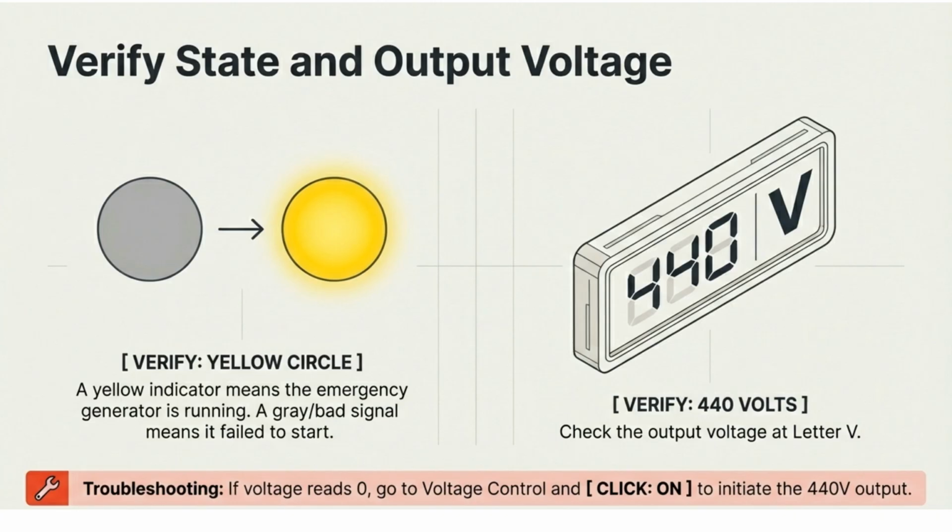Verify the state and output voltage. A yellow indicator means the emergency generator is running. Check the output voltage at letter V, aiming for 440 volts. If voltage reads 0, go to Voltage Control and click ON.